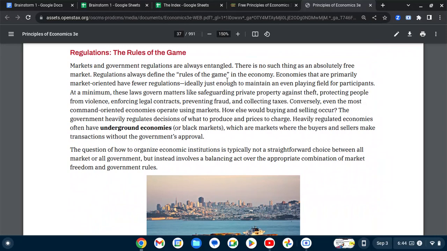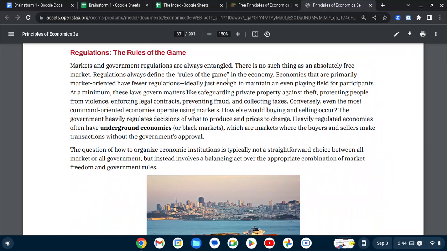All right, regulations, the rules of the game. Markets and government regulations are always entangled. There's no such thing as an absolutely free market. Regulations always define the rules of the game in the economy. Economies that are primarily market oriented have fewer regulations, ideally, just enough to maintain an even playing field for participants. At a minimum, these laws govern matters like safeguarding private property against theft, protecting people from violence, enforcing legal contracts, preventing fraud, and collecting taxes.